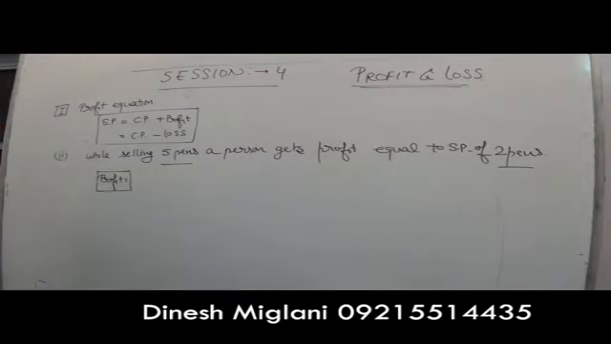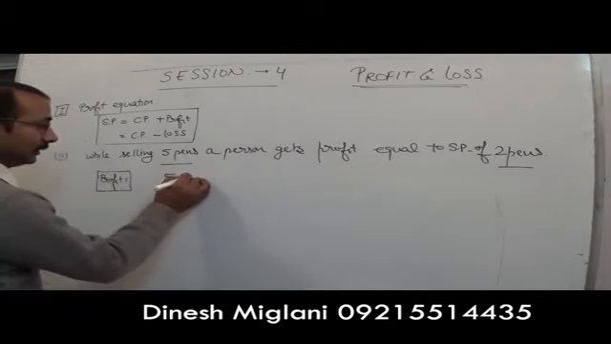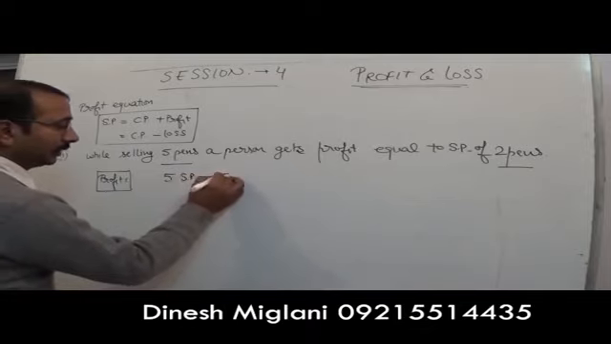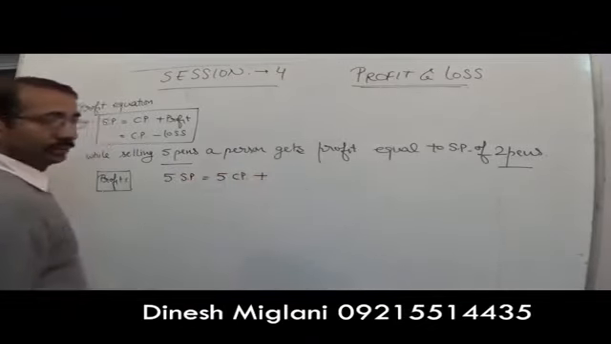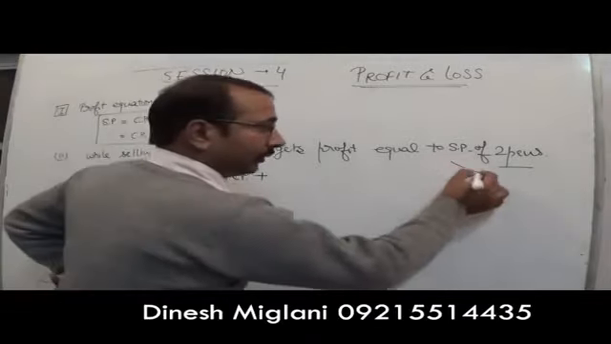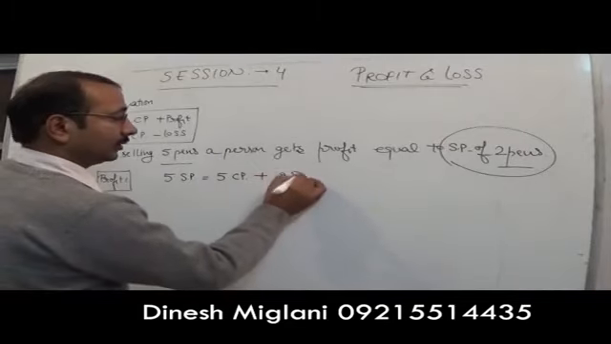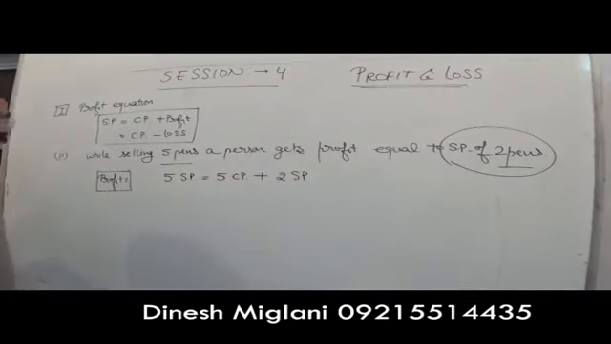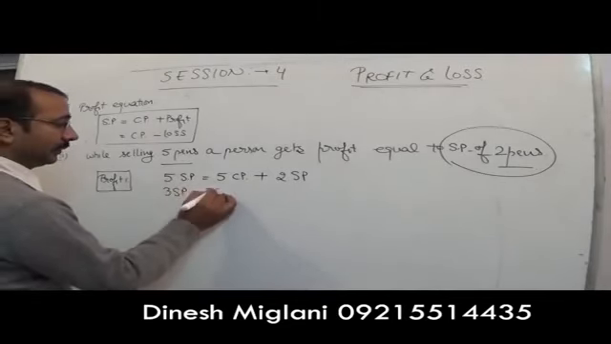Now we have two approaches for this. The first one deals with this profit equation. I have to sell 5 pens. It means SP of 5 pens. What does it include? CP of 5 pens as well as profit or loss. Here it is a profit, and profit is equal to SP of 2 pens. So I will write it as 2 SP. Now this will come here: 3 SP equal to 5 CP.